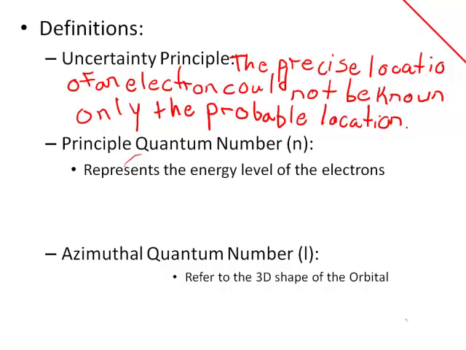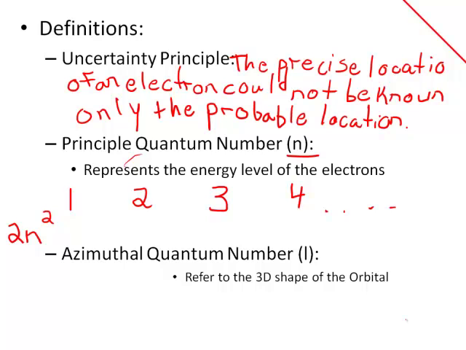The probable location could be determined by the use of what are called quantum numbers. The principal quantum number is denoted by the small letter n, and it represents the energy level of the electrons, just the same as Bohr said. It could exist as 1, 2, 3, 4, up to how many energy levels you have. To find out how many electrons can go into those energy levels, they came up with the equation 2 times the value of n squared.